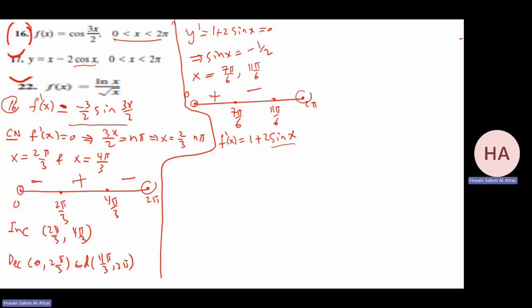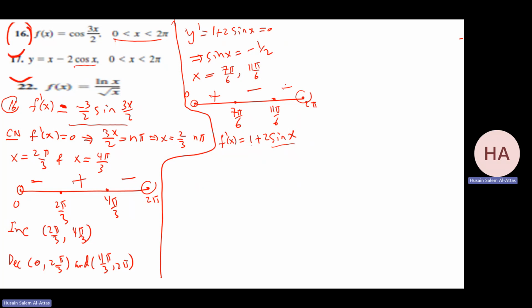Take a value between 11 pi over 6 and 2 pi. I know this is which quadrant? Second quadrant. And at 11 pi over 6, sine is what? Minus half. And it's going to 0. So it will be a value between half and 0 with the negative sign.